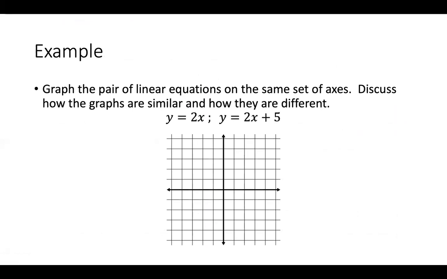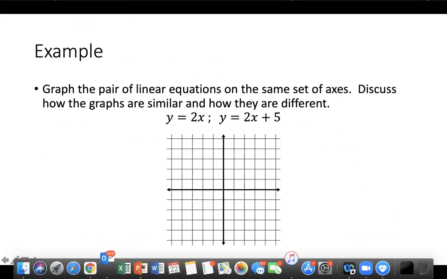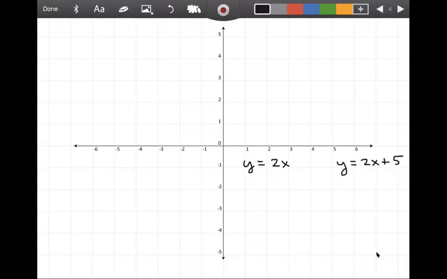So I believe this is the last example. Graph the pair of linear equations on the same set of axes. Discuss how the graphs are similar and how they are different. Okay, so back to the tablet one last time. Okay, so this time I will make two tables, one for y equals 2x. All right, so we could just go 0, 1, 2. That would be fine. 2 times blank, 2 times blank, 2 times blank.